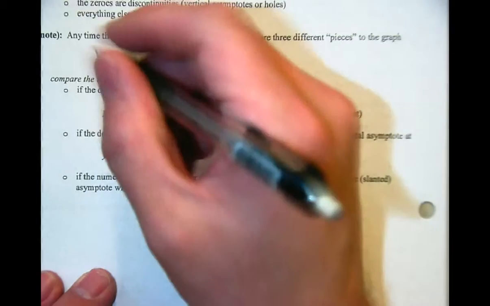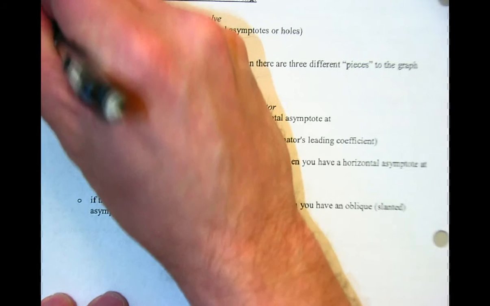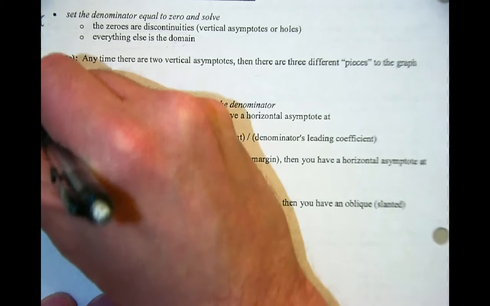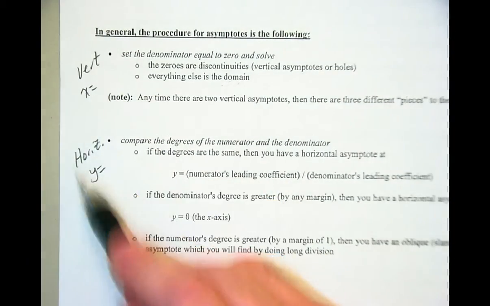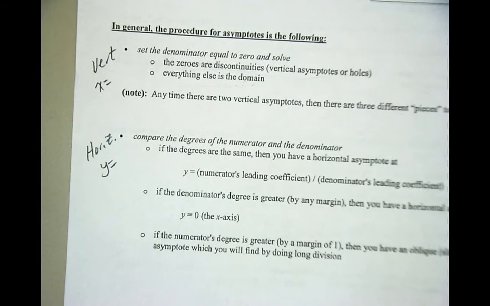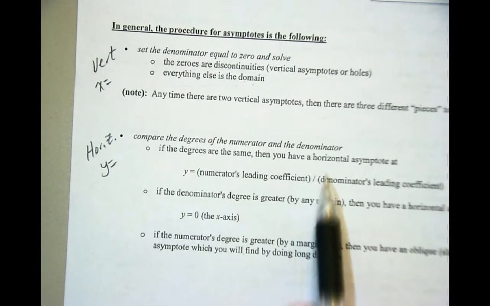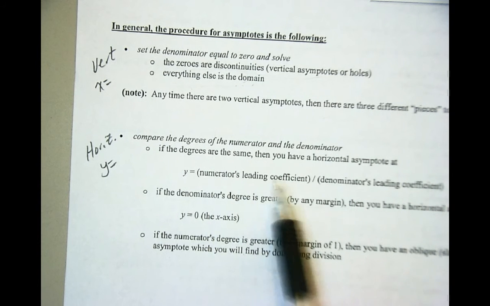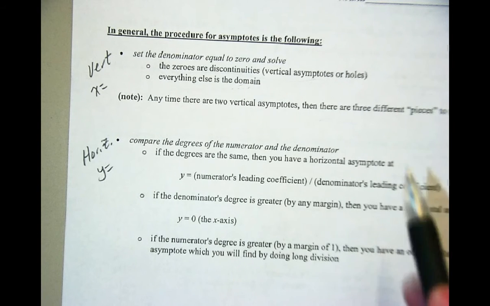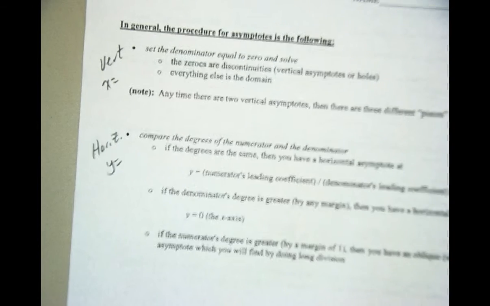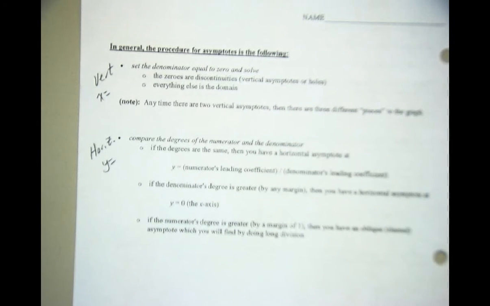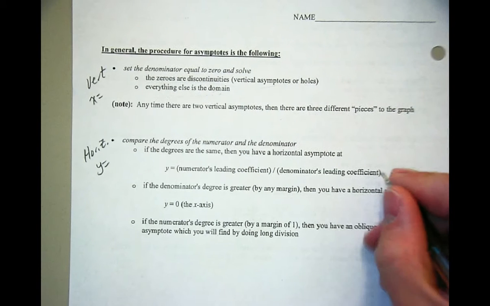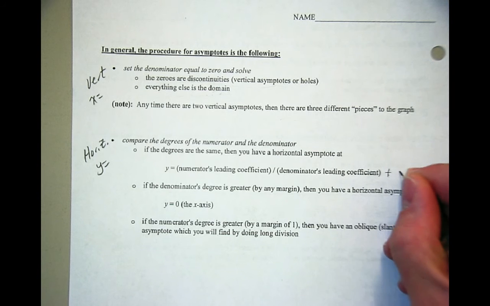To find your horizontal asymptotes, so this is vertical up here, your x equals. This is horizontal here, your y equals. To find your horizontal asymptotes, compare the degrees of the numerator and denominator. If the degrees are the same, your asymptote is at the numerator's leading coefficient divided by the denominator's leading coefficient, plus any constant that might be out on the side.